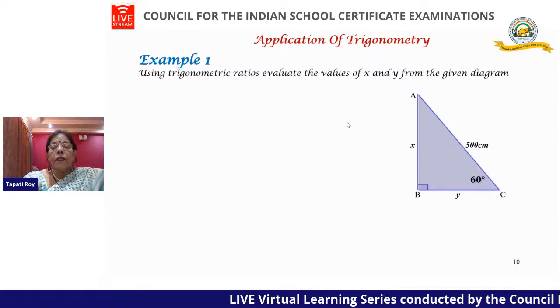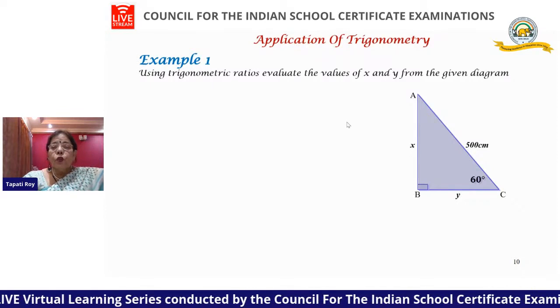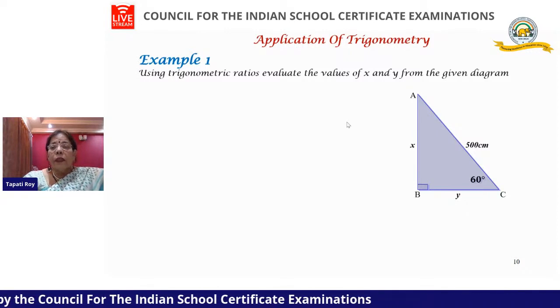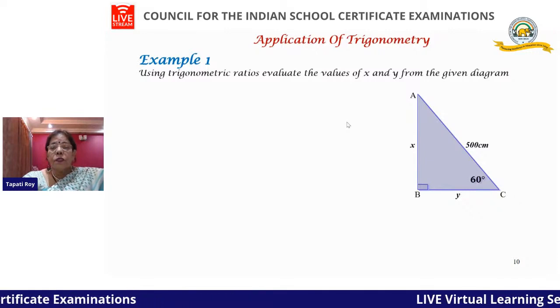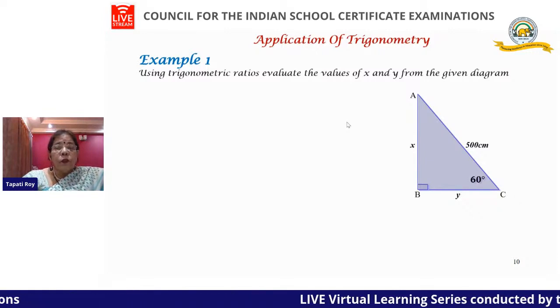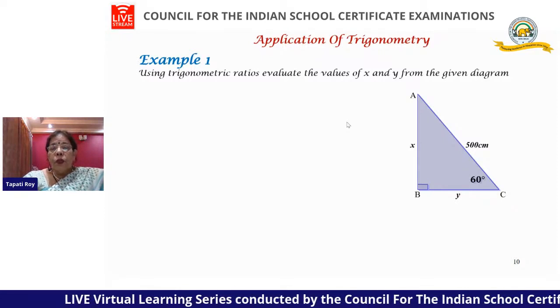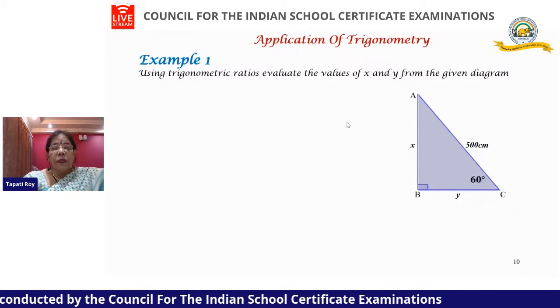What is it? A right angle triangle. ABC is a right angle triangle. Two sides AB and BC are given as x and y, and the hypotenuse is given to be 500, and one angle is given as 60 degrees. So there's no other way we can find out unless we use trigonometry. We know one side, we know one angle. We have to find the remaining sides of the triangle.